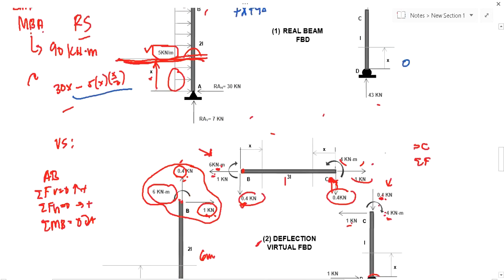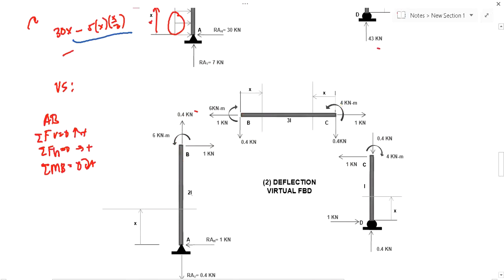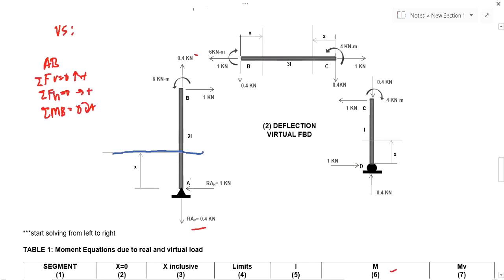Okay? Pagka nag-take naman tayo dito sa may deflection, nag-cutting plane tayo dito. Tapos magmo-moment tayo. Ano yung moment natin? Yung 1. Okay, so clockwise yung assumption natin. Kaya yung magiging moment equation natin dyan is 1x.